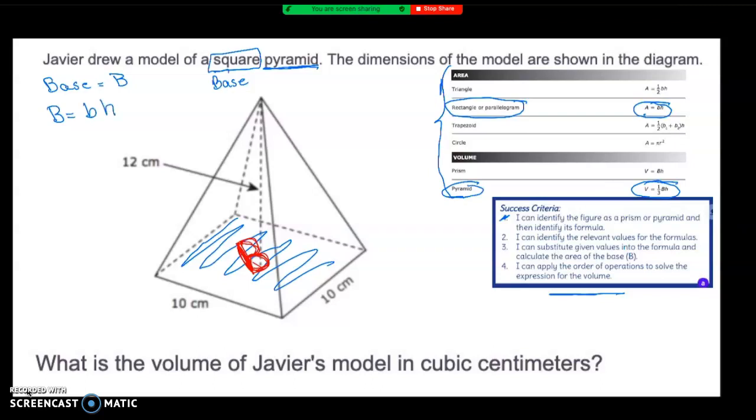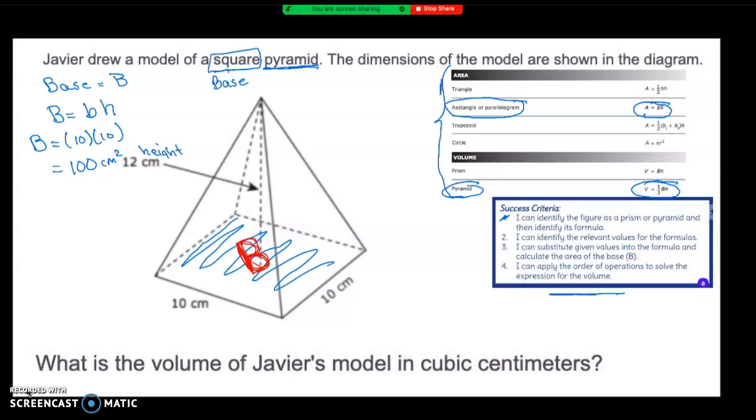And since we're dealing with a square, and both sides are 10 centimeters, it really does not matter which one we use for base or height, because we'll still get the same answer. 10 times 10 is 100, and we're talking about the area, centimeters squared. Okay, so now that I've solved the base, next thing is to identify the height. Well, there's only one more number left, so therefore 12 centimeters would have to be my height.